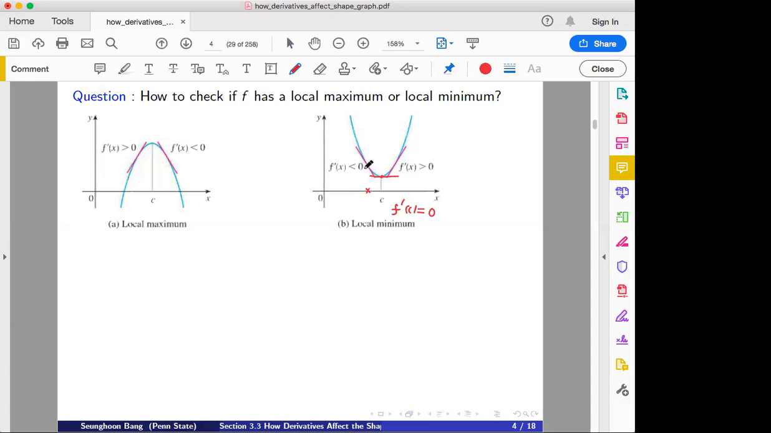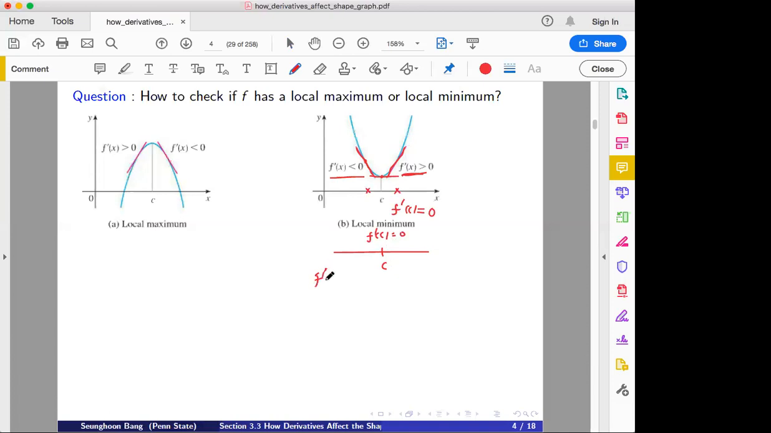On the left-hand side, you can choose a point and draw a tangent line. The slope of the tangent line is negative. You can choose a point on the right-hand side. The tangent line is increasing, so f prime of x is positive. So we have this result. You choose a point C, and you calculate f prime of C equal to 0.